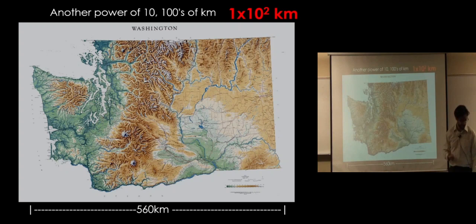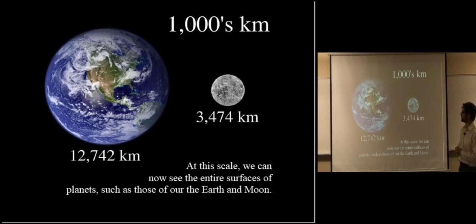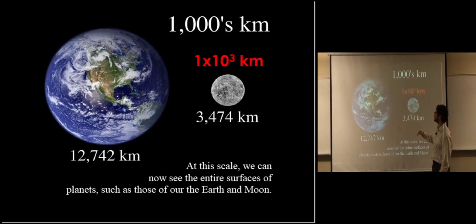Aha. Our next factor of 10 gets us to astronomy. So 1 times 10 to the 3, or the order of thousands, so 1 times 10 times 10 times 10, is about the size of Earth's moon. So this is great. What this means is we don't have to come up with anything new. We can still describe moons of planets, and our moon is actually a relatively big one in our solar system, so we can describe moons in terms of kilometers. We don't have to come up with anything new.